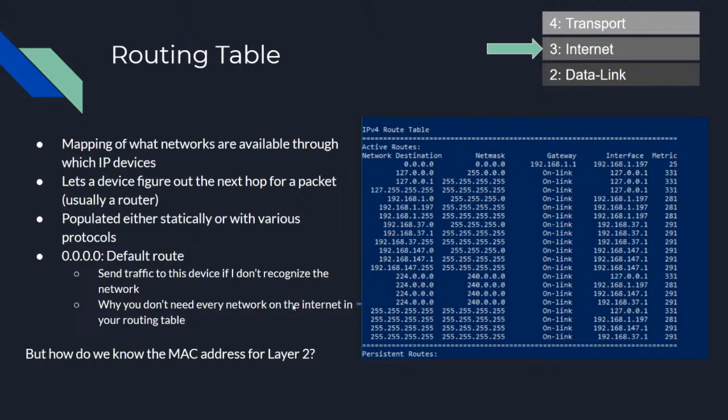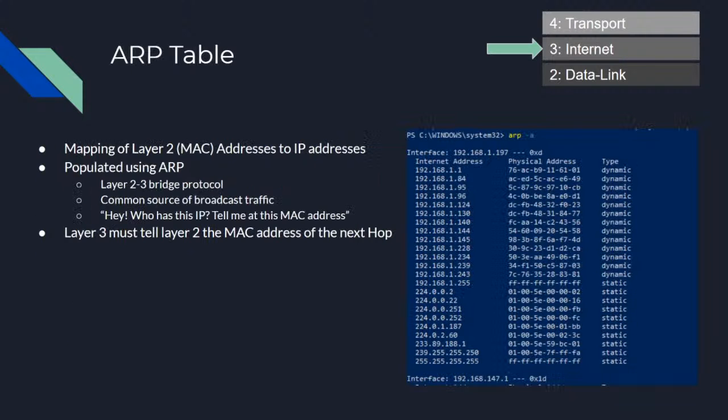But how do we know the MAC address so we can tell layer 2 what device to send it to? Because remember, layer 2 only works in the MAC address world. Well, that's what this thing called an ARP table does. It maps layer 2 MAC addresses to IP addresses, and it is populated using ARP, or it can be statically configured.